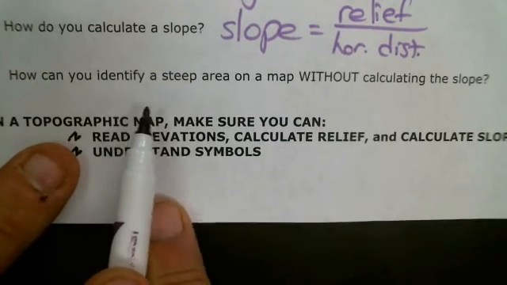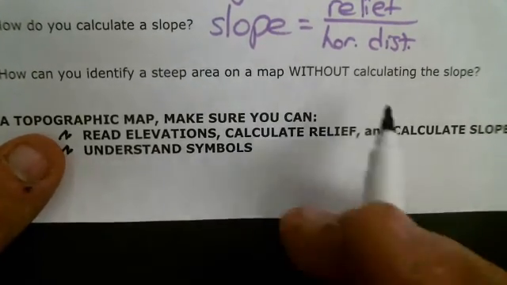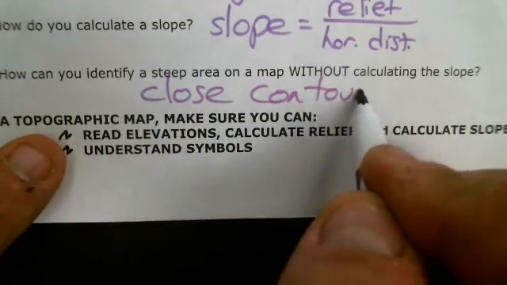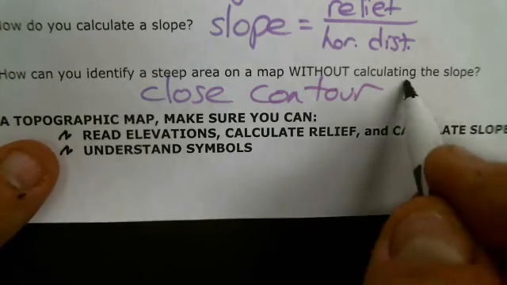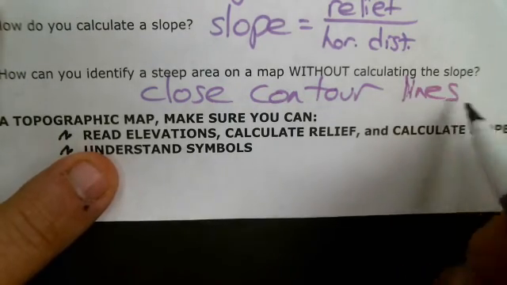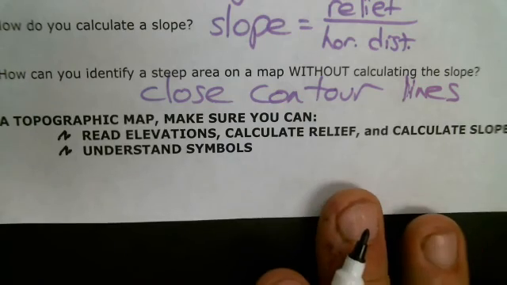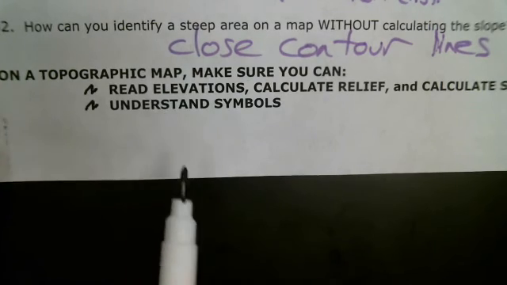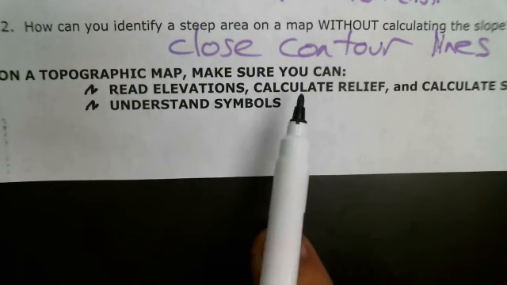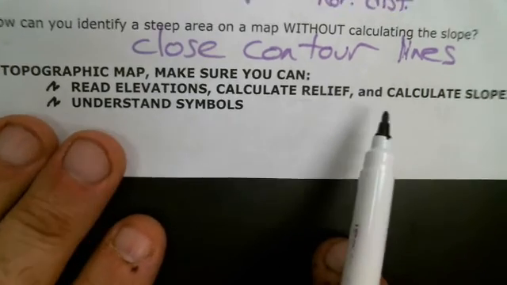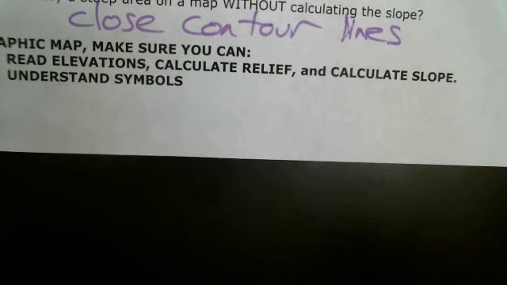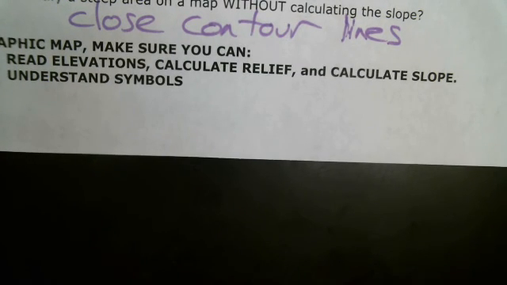How do you identify a steep area on a map without calculating slope? Well, if you have really close contour lines, that will be a steep area. Be sure that on a topographic map for the test that you can read the elevations at different locations, calculate the relief between two spots, and calculate the slope. Remember that you need to be able to understand the symbols as well. If you have any questions about those, please feel free to talk to the teacher about it.